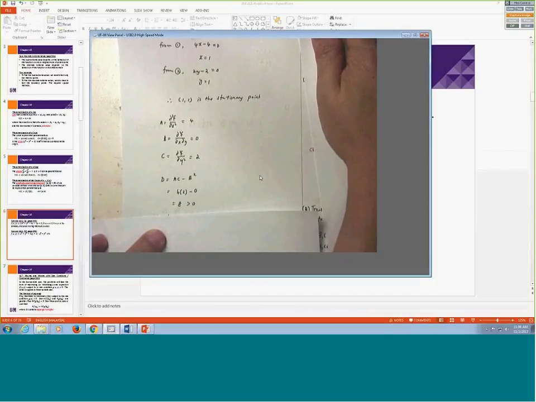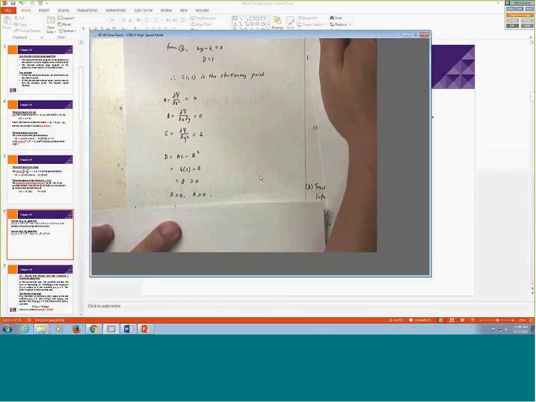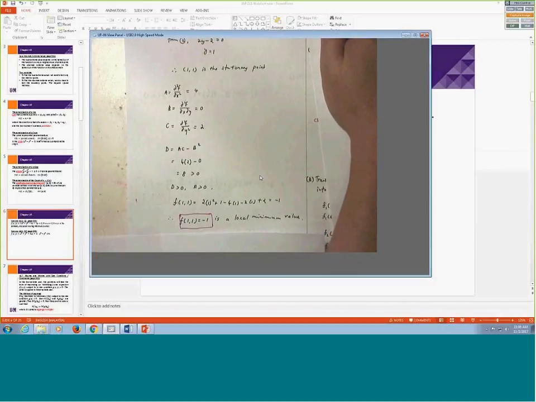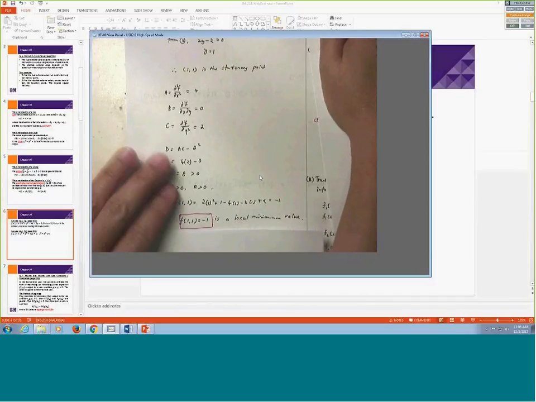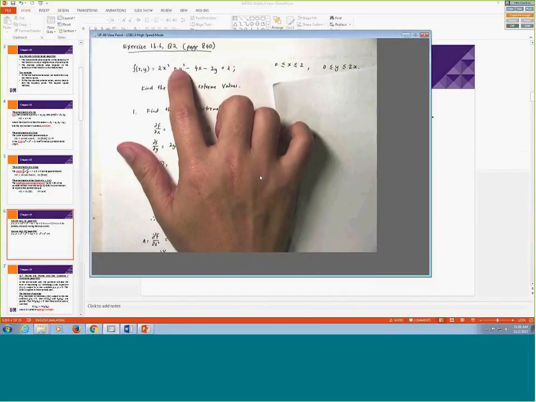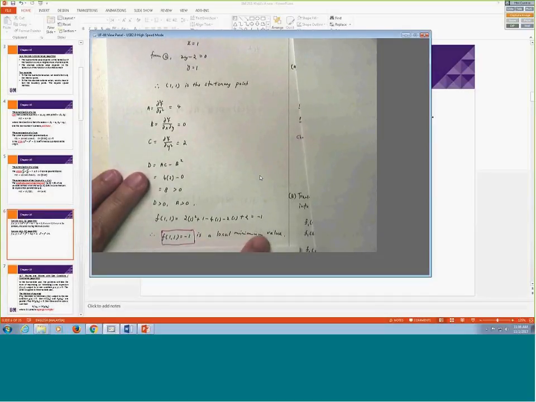If D is greater than 0, then we need to know what A is. If A is positive, we have a local minimum. If A is negative, we have a local maximum. So in this case, for this function, there is only one value, the local minimum, where the value is -1.